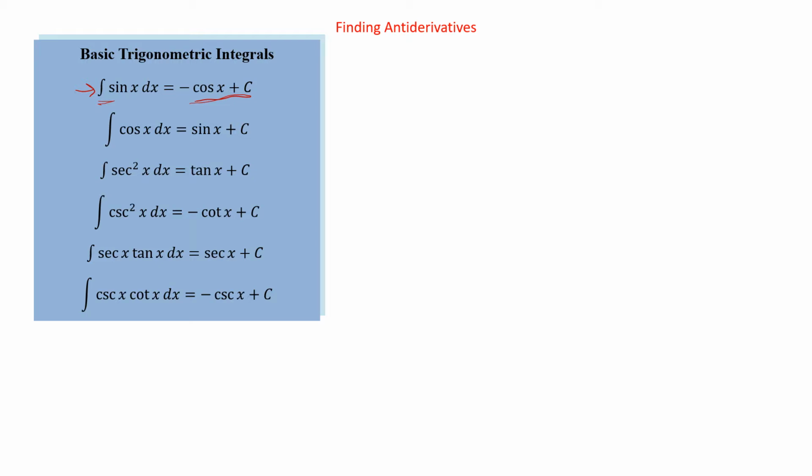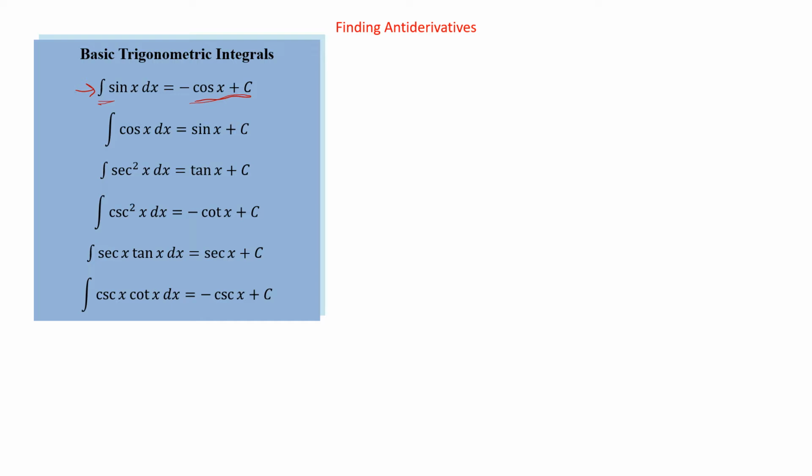The antiderivative of secant squared of x is tangent, because the derivative of tangent is secant squared. And then same thing for these other ones. Now remember that we can use chain rule in these as well, and very often we do. Usually we don't just have sine of x or cosine of x. Usually we're going to have something with more in it than just x.